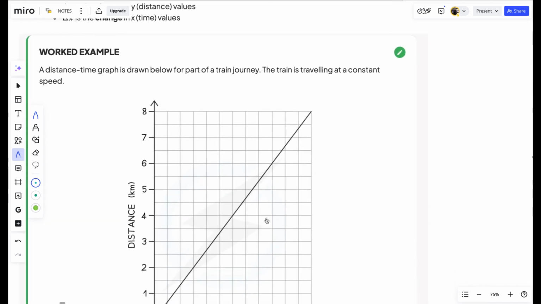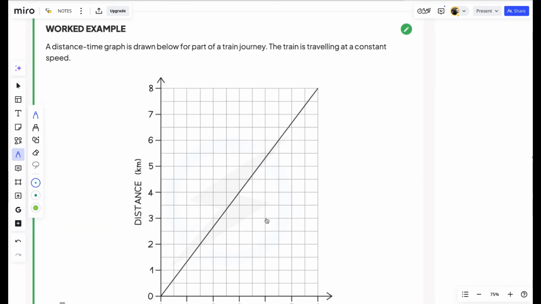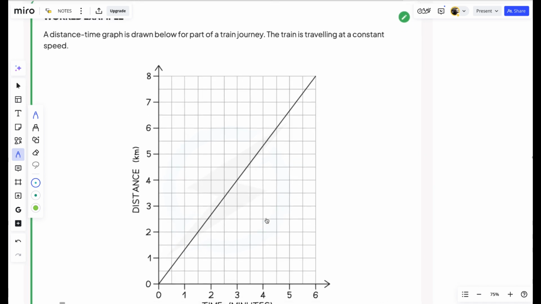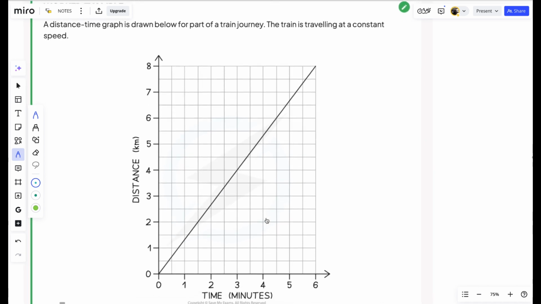Now let's take a look at an example with numbers. Let's take a look at this worked example. A distance-time graph is drawn below for part of a train's journey. Now the train is traveling at a constant speed. Why? Because once you have a distance-time graph with a straight line like this, we say the train is moving at a constant speed. It means whatever the object, whether it's a car or a train, it is moving at a constant speed when we have a straight line.